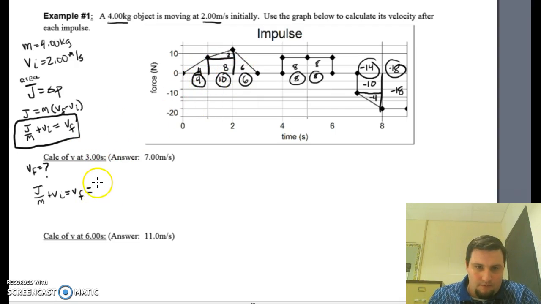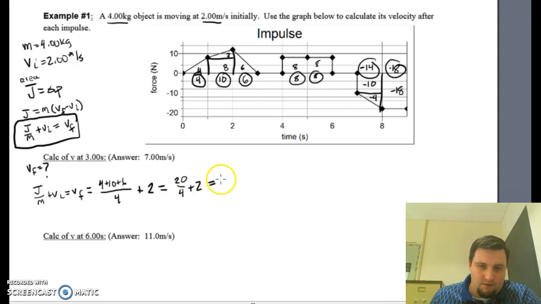So it ends up being 4 plus 10 plus 6 over a mass of 4 plus initial velocity of 2. 20 over 4 plus 2. 20 over 4 is 5 plus 2 is 7.